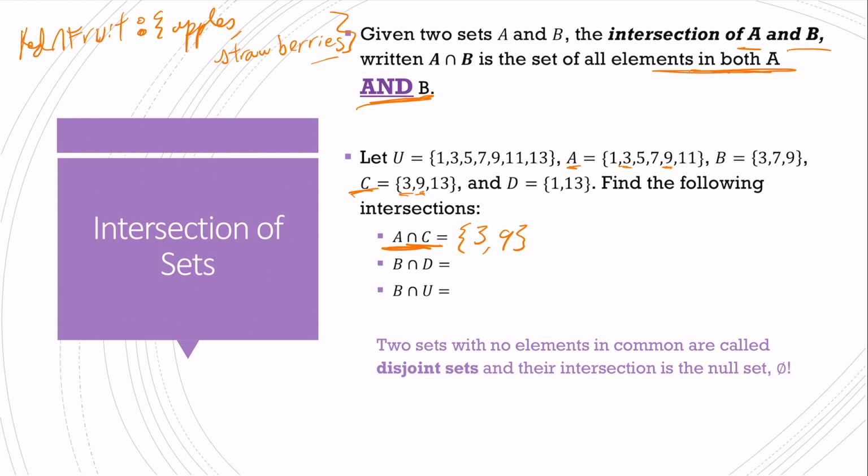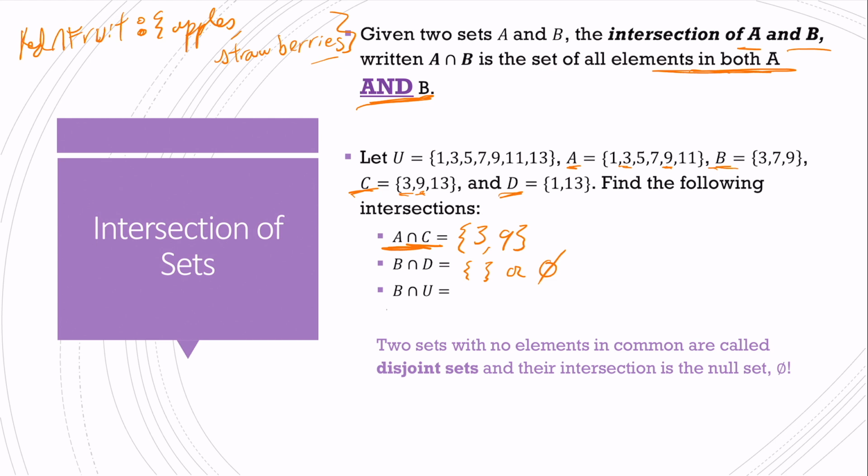I could also look at the intersection of B and D. So I'm looking for what B and D have in common. B is 3, 7, 9. D is 1, 13. They have nothing in common. So I could make little brackets with nothing in them, or I could use this symbol for the null set. That's the symbol for the empty set, meaning there's nothing in there.